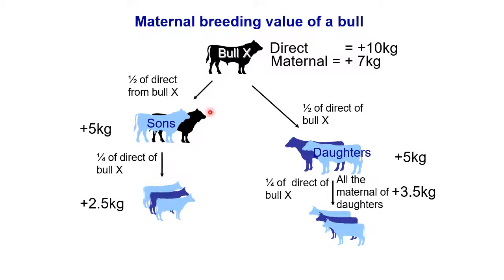In terms of maternal, you will still have half the direct from the bull, so in the first generation you will have exactly the same effect on its daughters, but in the next generation it will transfer half the maternal effect to its daughter, so that's half of 7, and that will be a 3.5 kilogram difference in the grand progeny from the female side. And that's basically what the maternal breeding value, or the additive maternal breeding value, is all about.